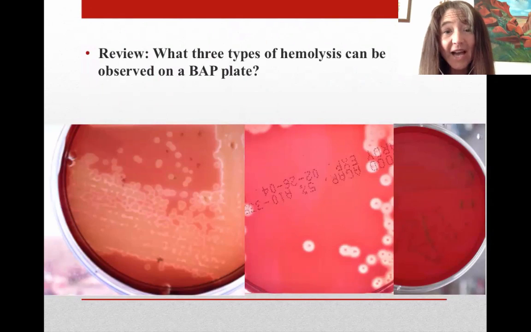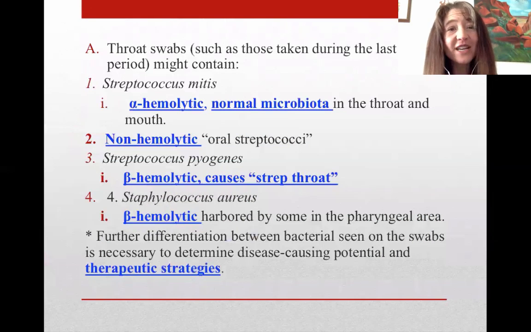So for your pre-lab today, I want you to write down, in order of what you see there, what type of hemolysis the first one, the second one, and the third one is. When you look at your throat swabs today, you're going to see each type of hemolysis potentially. Some of you will only see alpha and gamma hemolysis, and occasionally some of you will also see beta.